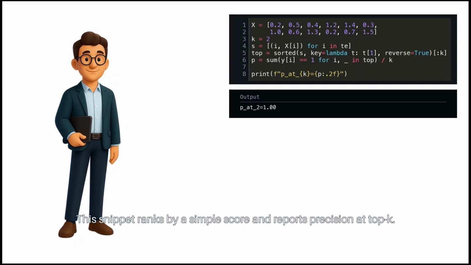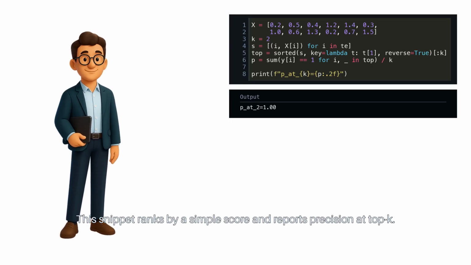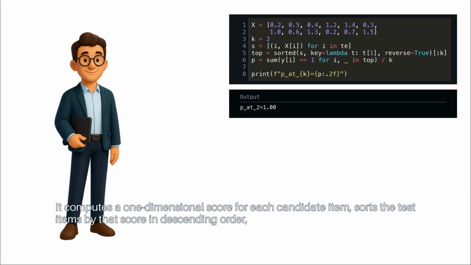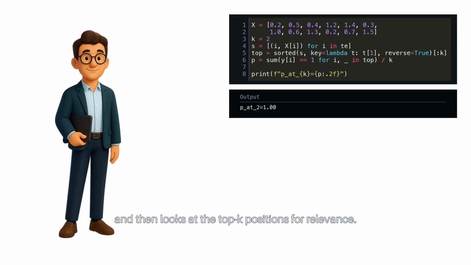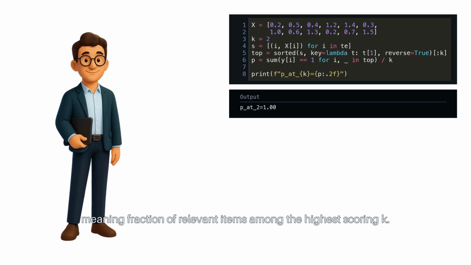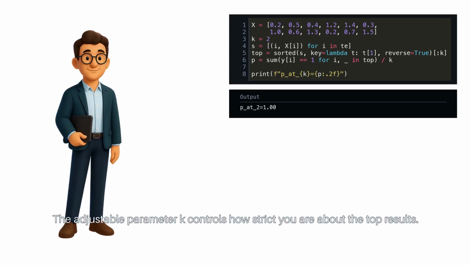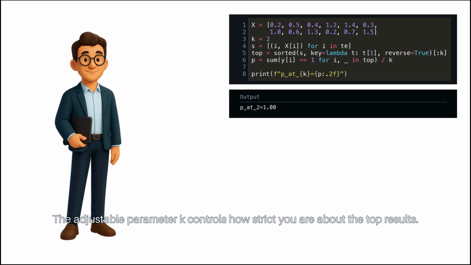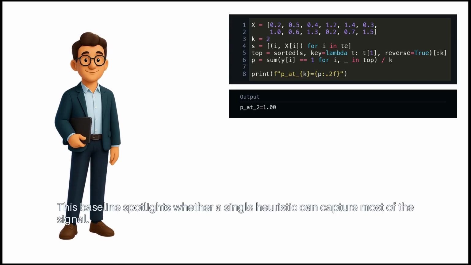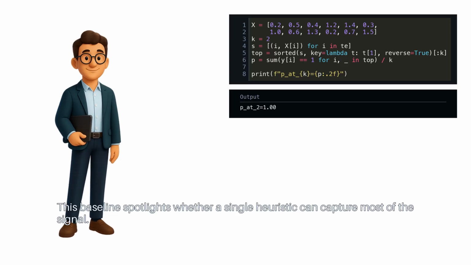Next, we will rank items by a single easy score and inspect the top results. This snippet ranks by a simple score and reports precision at top K. It computes a one-dimensional score for each candidate item, sorts the test items by that score in descending order, and then looks at the top K positions for relevance. The code shows how to compute the score, how to sort with stable ordering, and how to measure precision at top K, meaning fraction of relevant items among the highest scoring K. The adjustable parameter K controls how strict you are about the top results. A smaller K focuses on peak quality. A larger K tests broader usefulness. This baseline spotlights whether a single heuristic can capture most of the signal.